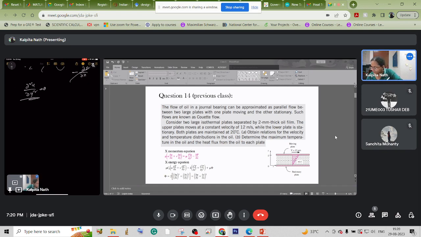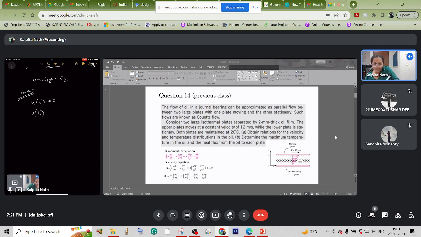That means, now, if we use this equation, what will we do? We will first integrate this with respect to y. So, we will get u = c1y + c2. Now, we will check what the boundary conditions are. There is one boundary condition, that the lower plate is stationary. So this will be 0.